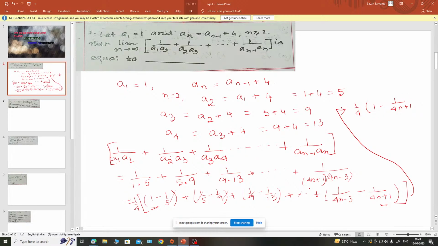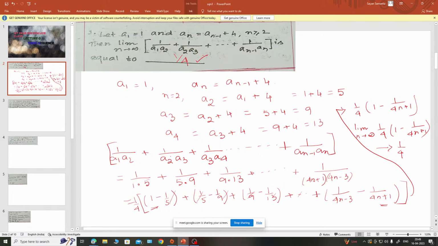Is it clear to everyone? All other terms are neglected. Now taking the limit as n tends to infinity, 1 by 4 times (1 minus 1 by (4n plus 1)). As n tends to infinity, 1 by n tends to 0. So obviously the answer is 1 by 4. Here the limit of this type of sequence is equal to 1 by 4.